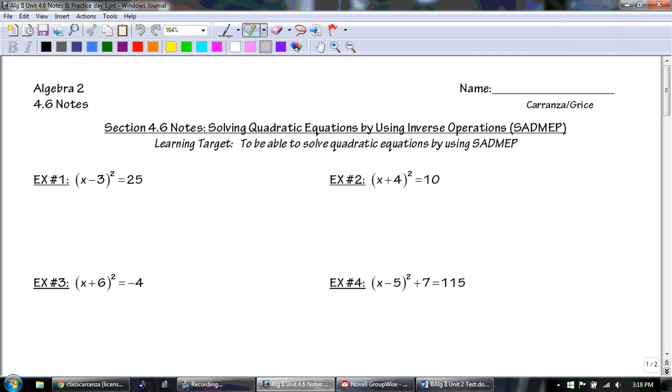Today we're going to be talking about solving quadratic equations by using inverse operations, otherwise known as SADMEP. Our learning target today is to be able to solve the quadratic equations by using SADMEP. So remember that SADMEP is the reverse order of operations, okay?